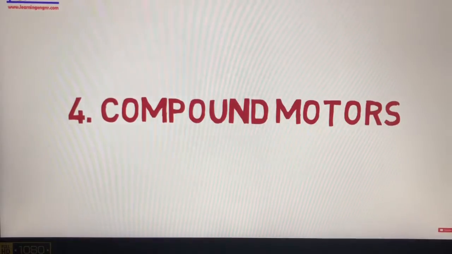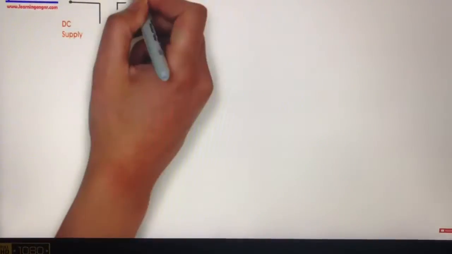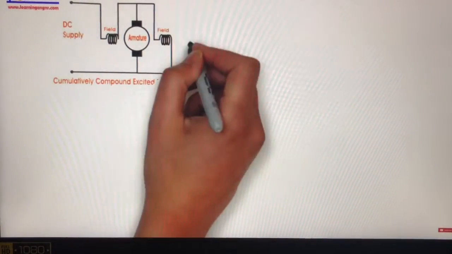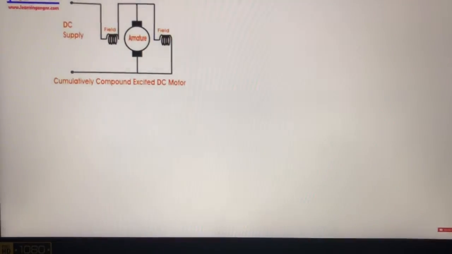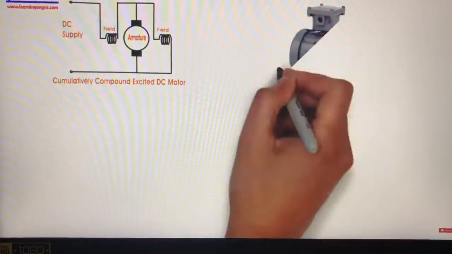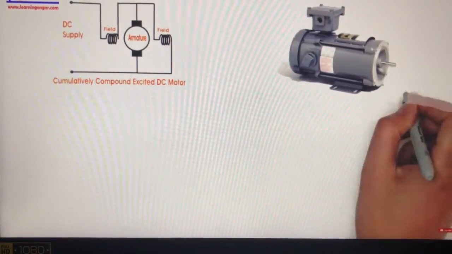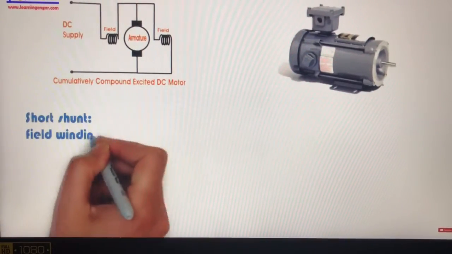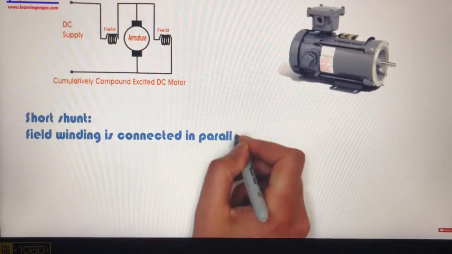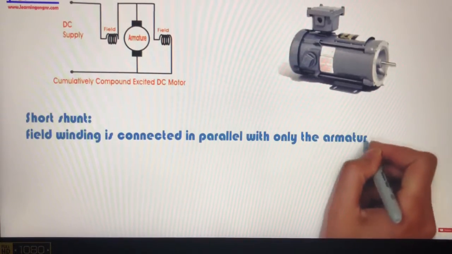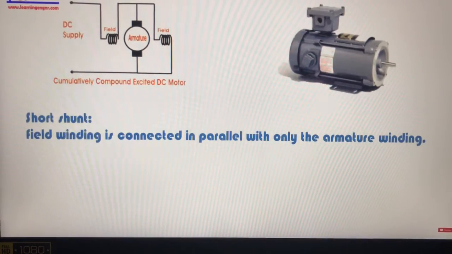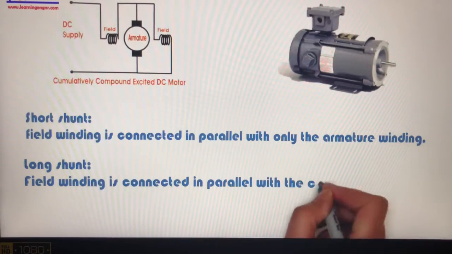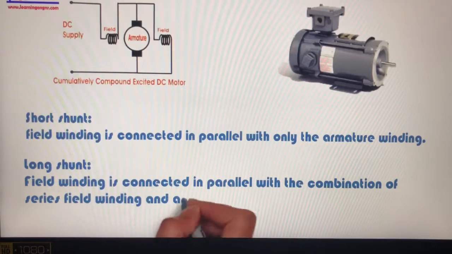4. Compound motors. Compound motors have a field connected in series with the armature and a separately excited shunt field. The series field provides better starting torque and the shunt field provides better speed regulation. Compound motors are further divided as: 1. Short shunt. In this type, the field winding is connected in parallel with only the armature winding. 2. Long shunt. The field winding is connected in parallel with the combination of the armature and series field.